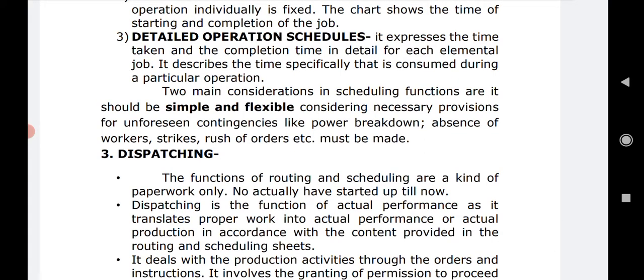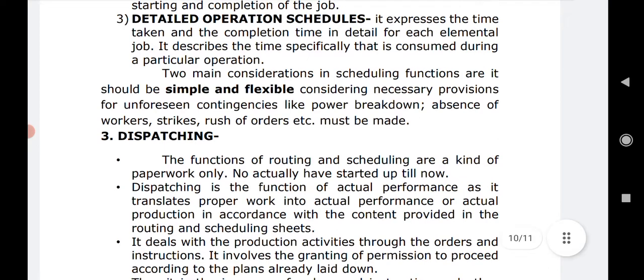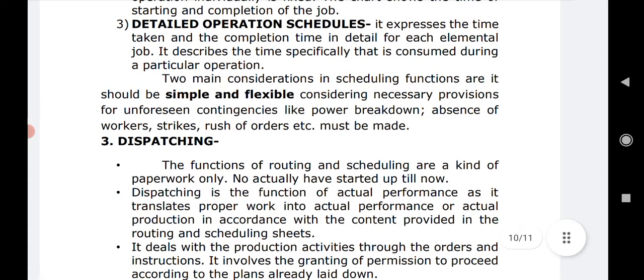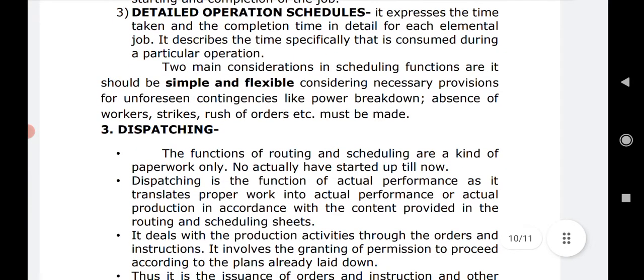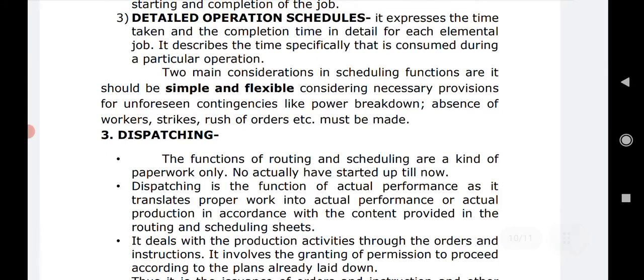The third type of scheduling is the detailed operation schedule, wherein it expresses the time taken and completion time in detail for each elemental job. That means for whatever operations there are, even the smallest activity, when it starts and when it gets over is taken care of. So it describes specifically the time consumed during a particular operation.